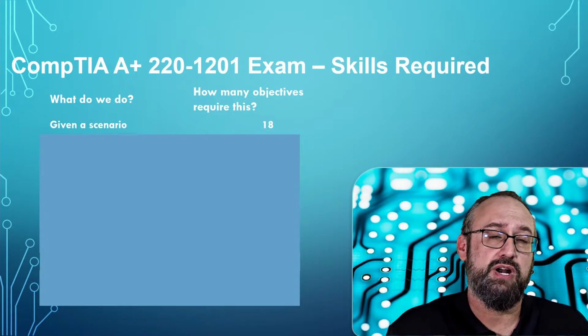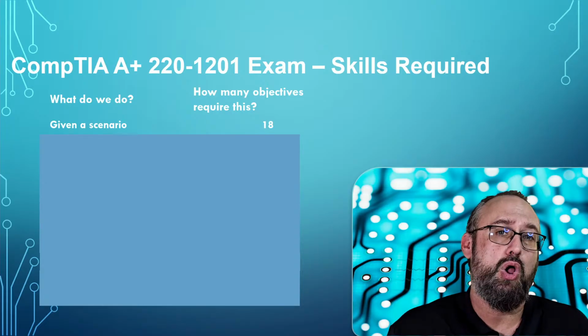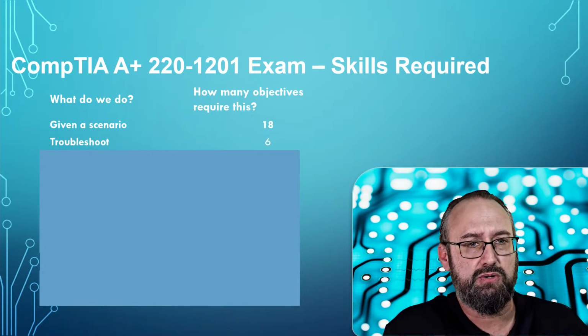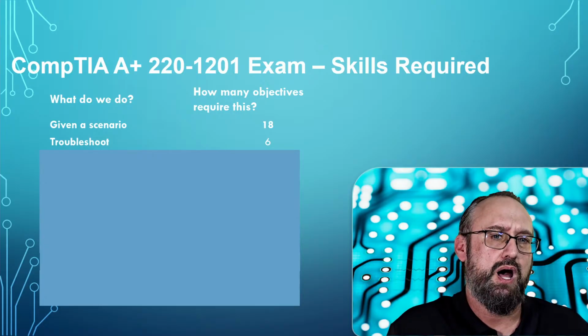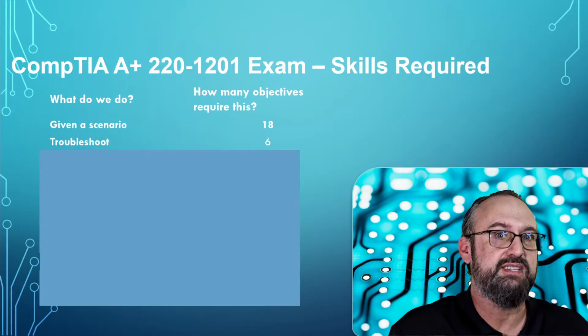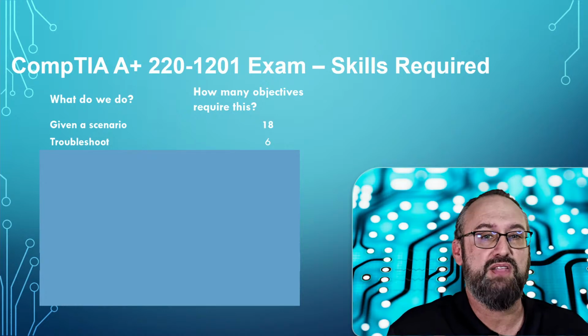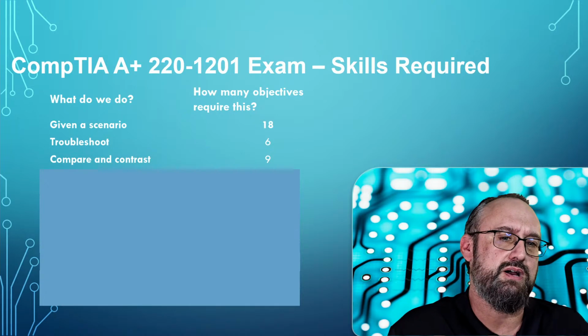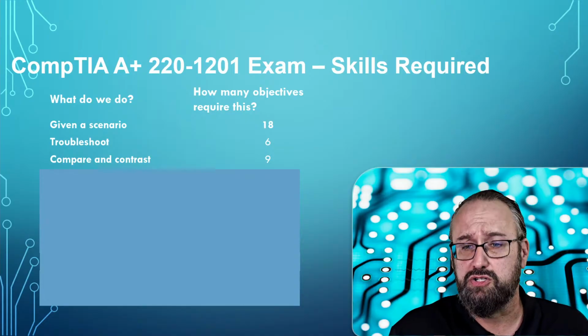So with those scenario-based questions and all of the skills that are measured, it breaks down like this. We start with the troubleshooting. You will see it says troubleshoot this component or this issue. That's going to make up 6 different objectives. But when we break those down even more, we can look at compare and contrast.